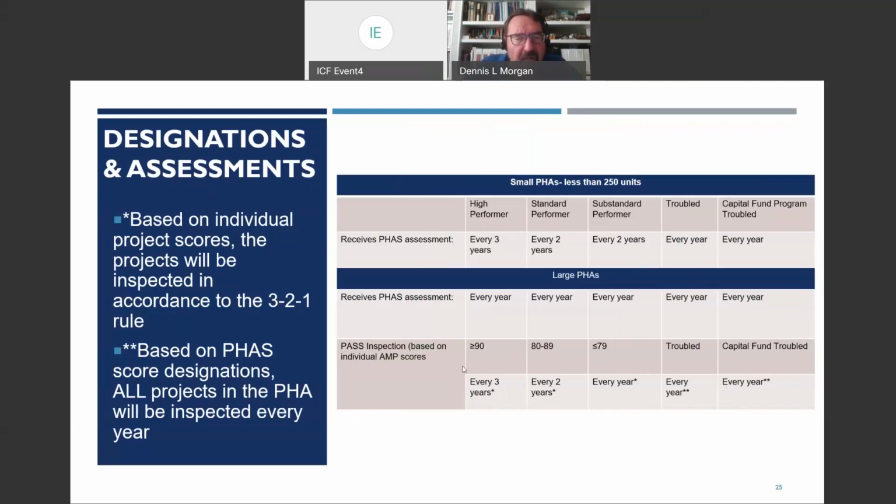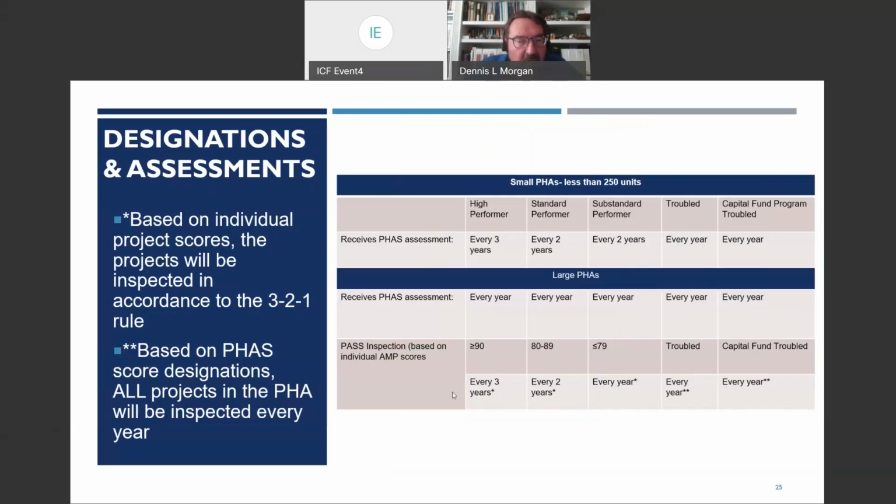Now, even though HUD is not looking at the property every 3 years, you as a housing agency or you as property management need to be looking at that property every single year. So you're still required to go in and do your own inspections every year on the property, regardless of whether HUD is looking at the property or not.